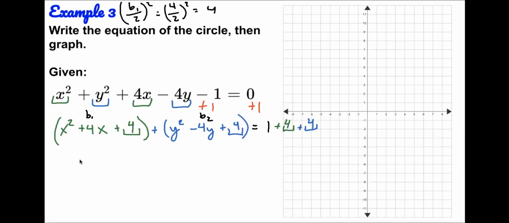Our factors. This one is going to have x to the power of 2. This one is going to have y to the power of 2. Now we're going to either subtract or add whatever the factor is, right? Add or subtract whatever the factor is. And on my right side, I need to simplify 1 plus 4 plus 4 gives me 9.